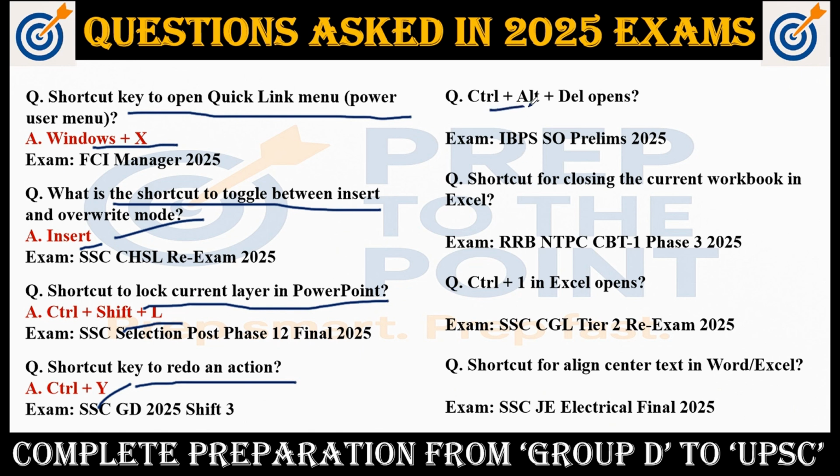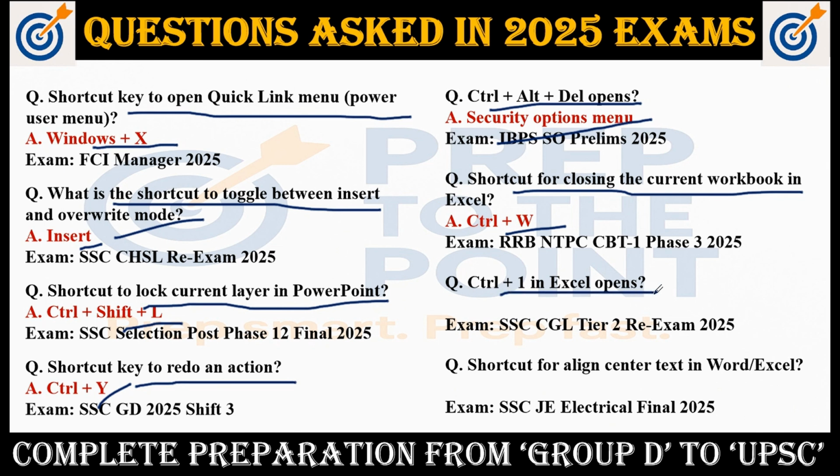Control plus Alt plus Delete opens security options menu. Control Alt Delete to open security option menu. Shortcut for closing the current workbook in Excel. Control plus W. Control plus W for closing. Control plus 1 in Excel opens format cell dialog box. Control plus 1 for format cells dialog box.